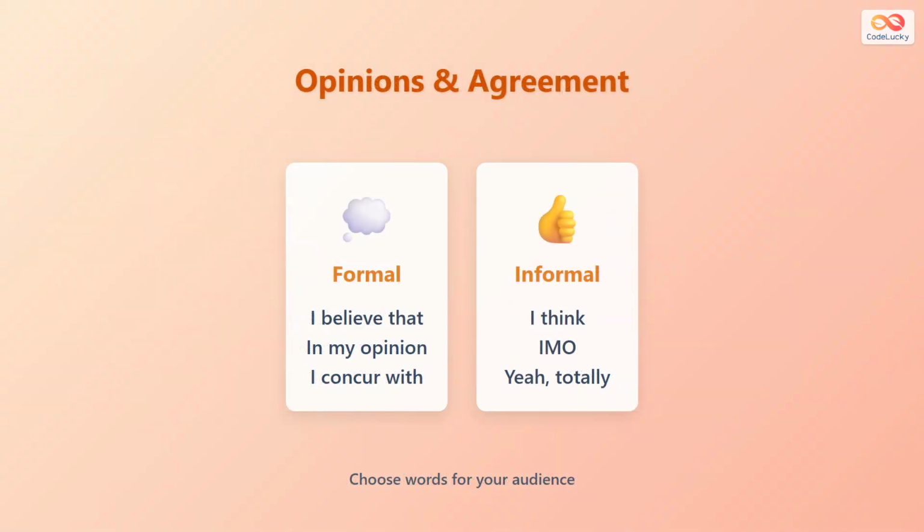When sharing opinions, formal English uses phrases like "I believe that," "in my opinion," or "I concur with." Informal English is more direct. You might say "I think," use the abbreviation IMO, or just say "yeah, totally." Each register has its place. Choose your words based on your audience and context to communicate effectively.